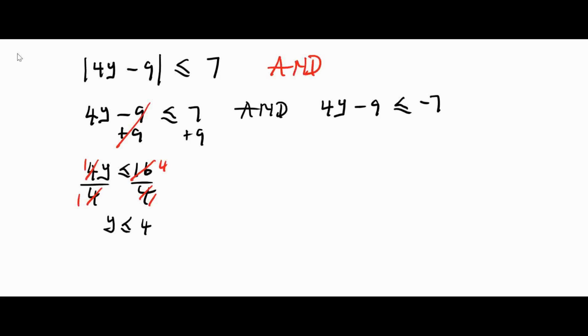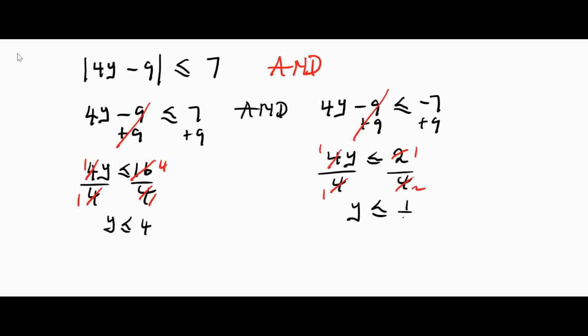Also, we can add 9 to both sides here, and negative 9 plus 9 will simply cancel out, and we now have 4y is greater than or equals to negative 7 plus 9, which gives us positive 2. Divide both sides by 4. 4 divided by 4 is 1. So 2 divided by 2 is 1, 4 divided by 2 is 2. So y is greater than or equals to 1/2.